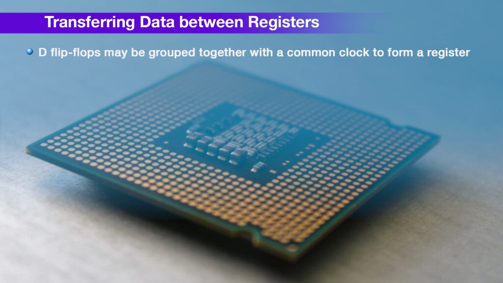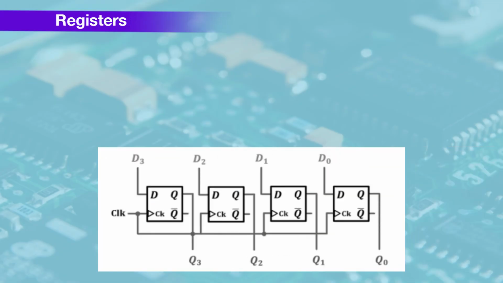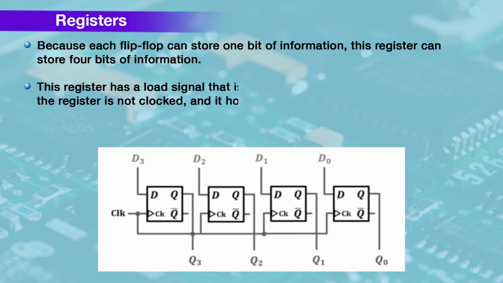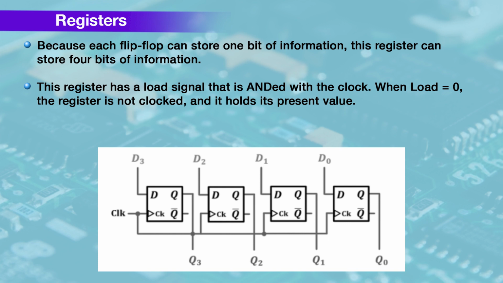Several D flip-flops may be grouped together with a common clock to form a register, shown in the figure, because each flip-flop can store one bit of information. This register can store 4 bits of information. This register has a load signal that is ANDed with the clock.